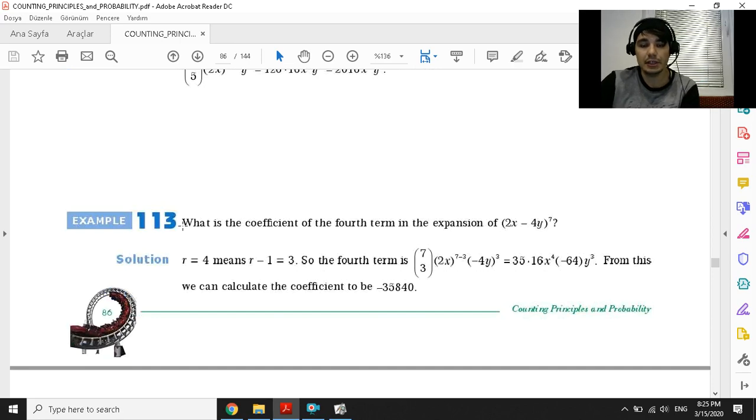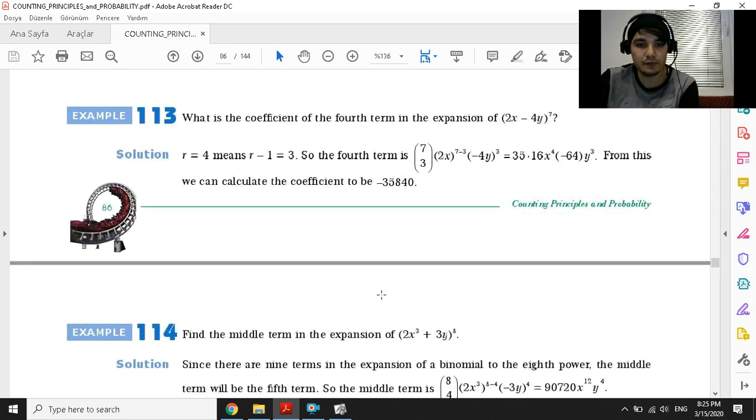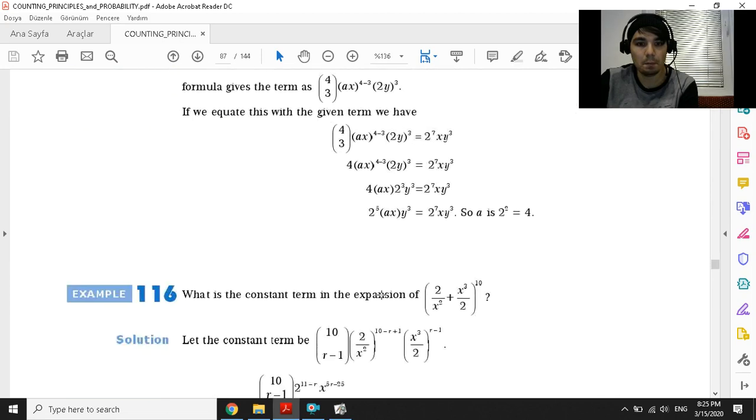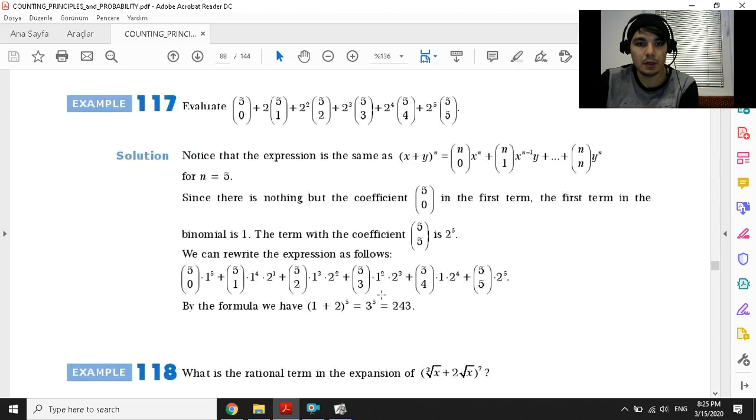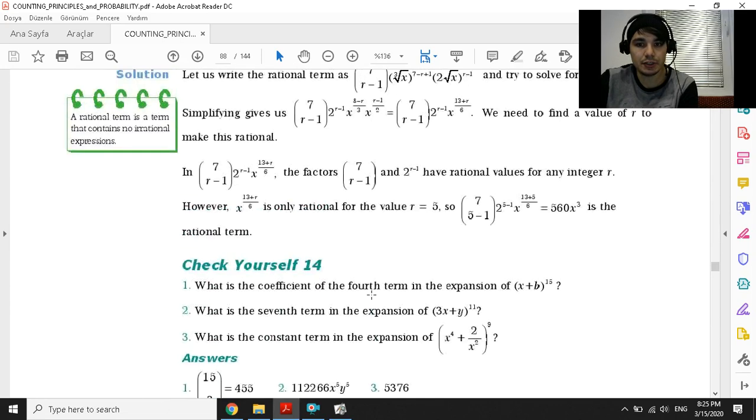So you are gonna see here question 113. We will find the coefficient of the fourth term. First, we have to find the fourth term. What is it? 35 times 16 times negative 64. To find the coefficient, we have to multiply 35, 16, and negative 64, which is negative 35,840. Okay. Also, I want you to take check yourself 14.